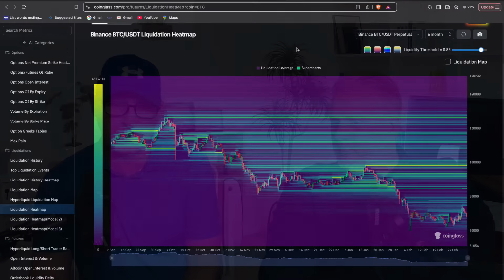What are your thoughts on liquidation heat maps and the role of the market maker in Bitcoin?